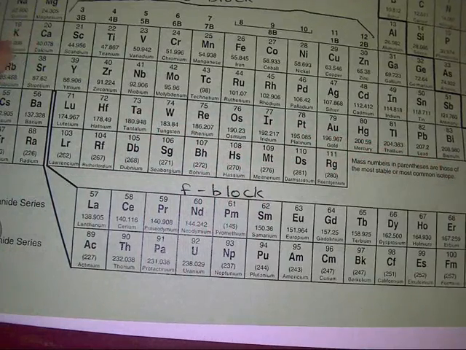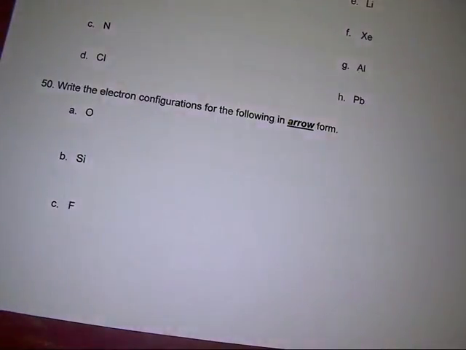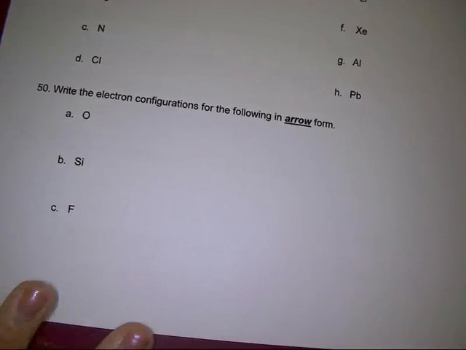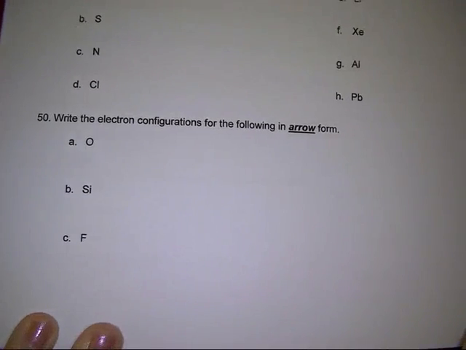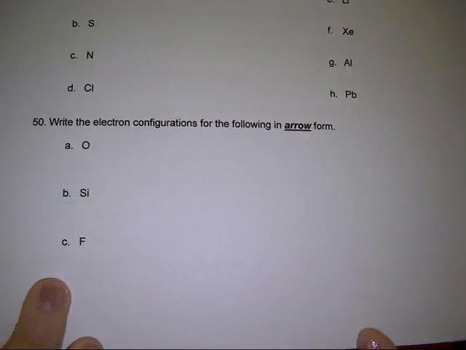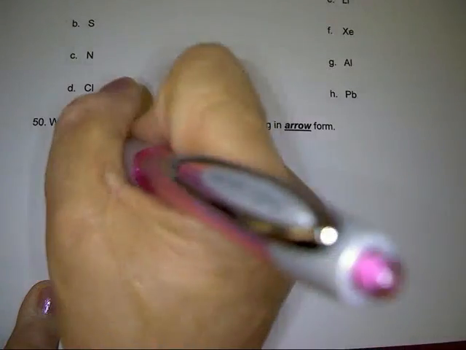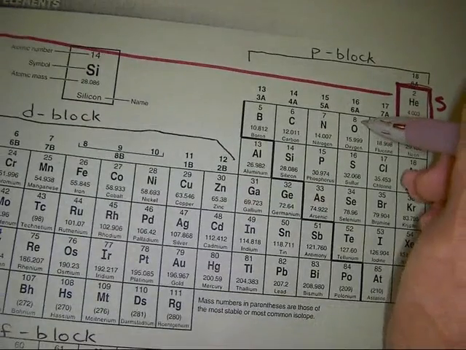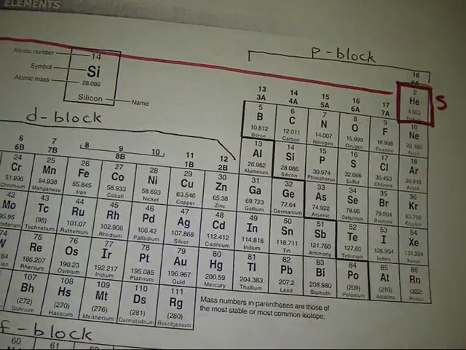Okay, alright, now there are two forms of the electron configuration. The first form that you have to know is the arrow form. And there are probably going to be a couple questions on the CBA on the arrow form. Now with O, what you have to think about is O has 8 electrons. Now how do I know? Because I looked it up on the periodic table. O has atomic number 8, so it has 8 electrons.